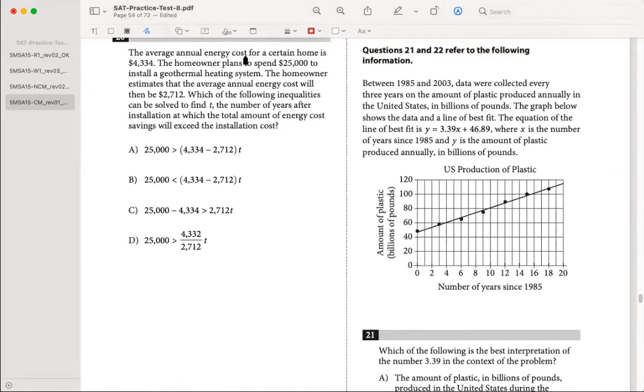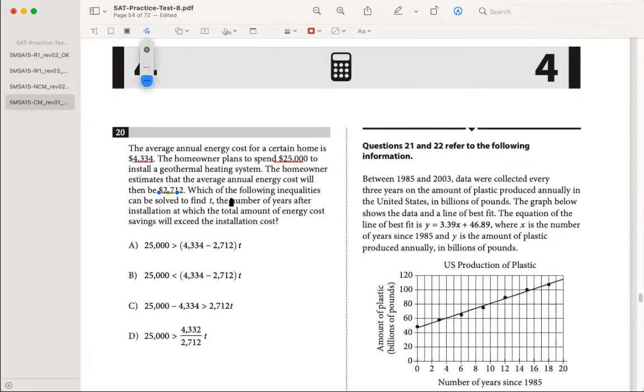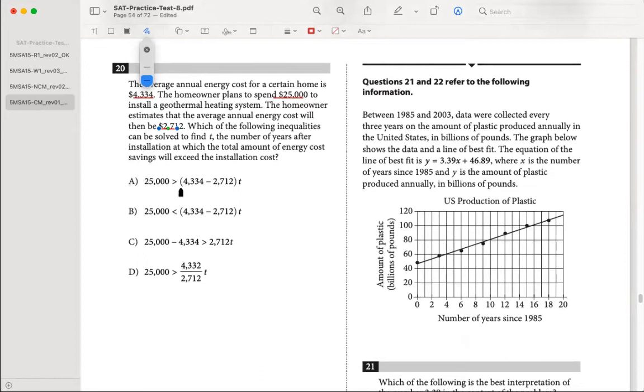The average annual cost for a certain home. Okay, homeowner estimates that the average. Okay, we can do a couple more because I'm running out of time. Okay, 20. It should be 25,000 minus that to get the total savings. So yeah, 20 should be C.